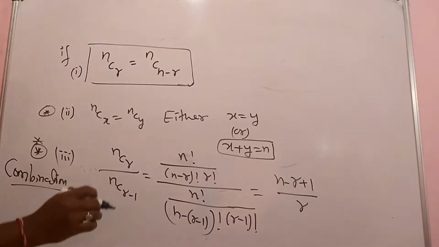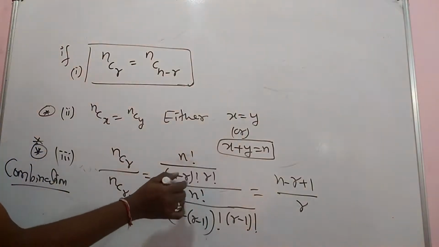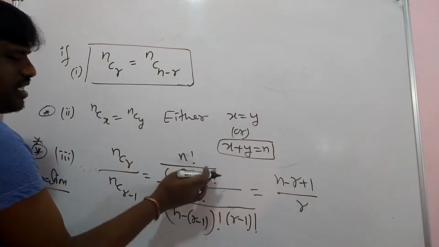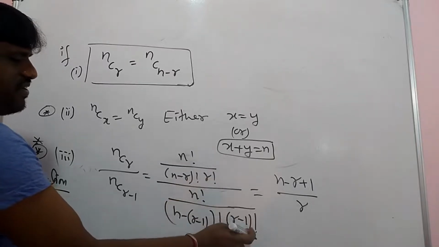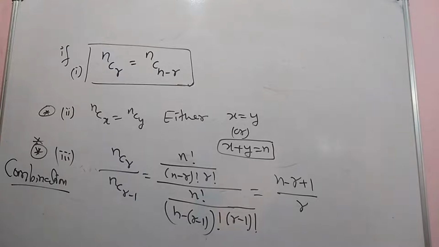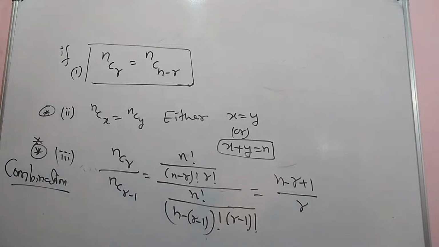You can understand this one. Just shift up and cancel the remaining things. r factorial can be written as r into (r minus 1) factorial. So you can do this, and the remaining thing will be (n minus r plus 1) by r.